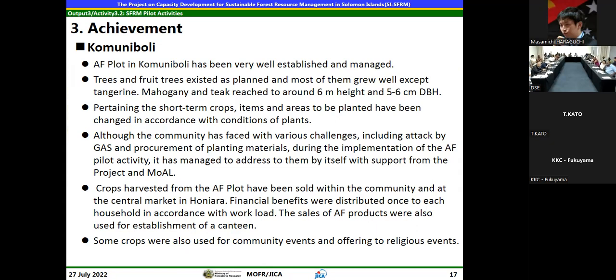However, there are challenges faced by communities due to the African giant snail, but there have been activities in pilot sectors trying to address the issue with the help of the Ministry of Agriculture and Livestock. But there are still infestations on the plots.